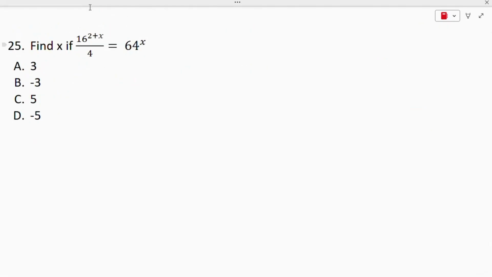And lastly, guys, let's take a look at question number 25. Question number 25 says find x if 16 raised to the power of 2 plus x, divided by 4, is equal to 64 raised to the power of x. So we have 16 raised to the power of 2 plus x divided by 4 is equal to 64 raised to the power of x. First thing, guys, cross multiply.